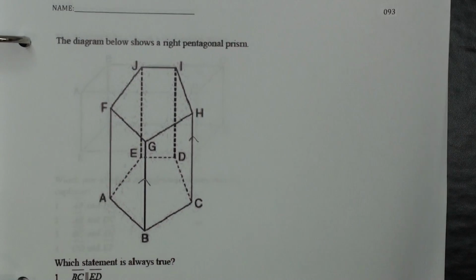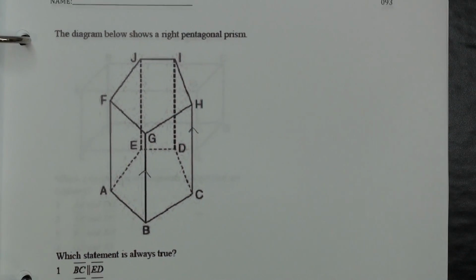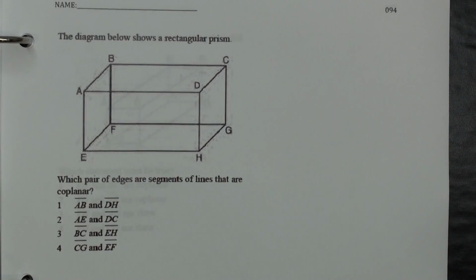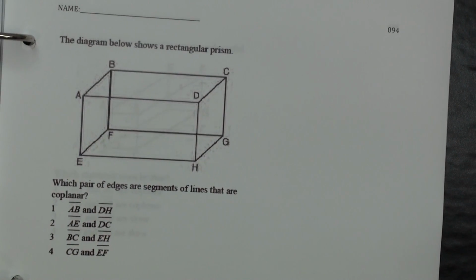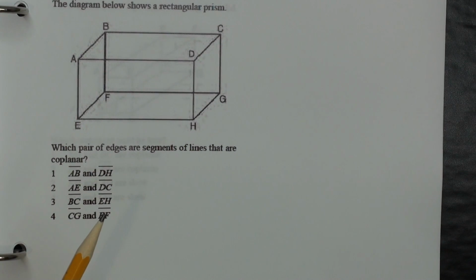Number 94. Rectangular prism. Which pair of edges are segments of lines that are coplanar?